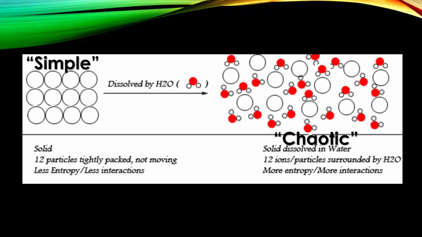In this example, we're going from, again, a solid on the left-hand side, and it is being dissolved by water, which is being represented by the red and 2 white circles. This phase change, dissolving, is going to be more chaotic. As you're noticing on the left-hand side, you have less entropy because you're very organized. You're very tightly packed and you're not moving. There's very little interaction. But as that sample is dissolved in the water, now we have all 12 particles being surrounded by these water molecules. Because of the variation in your sample now, you're going to be more chaotic. And you also have way more interactions than before.